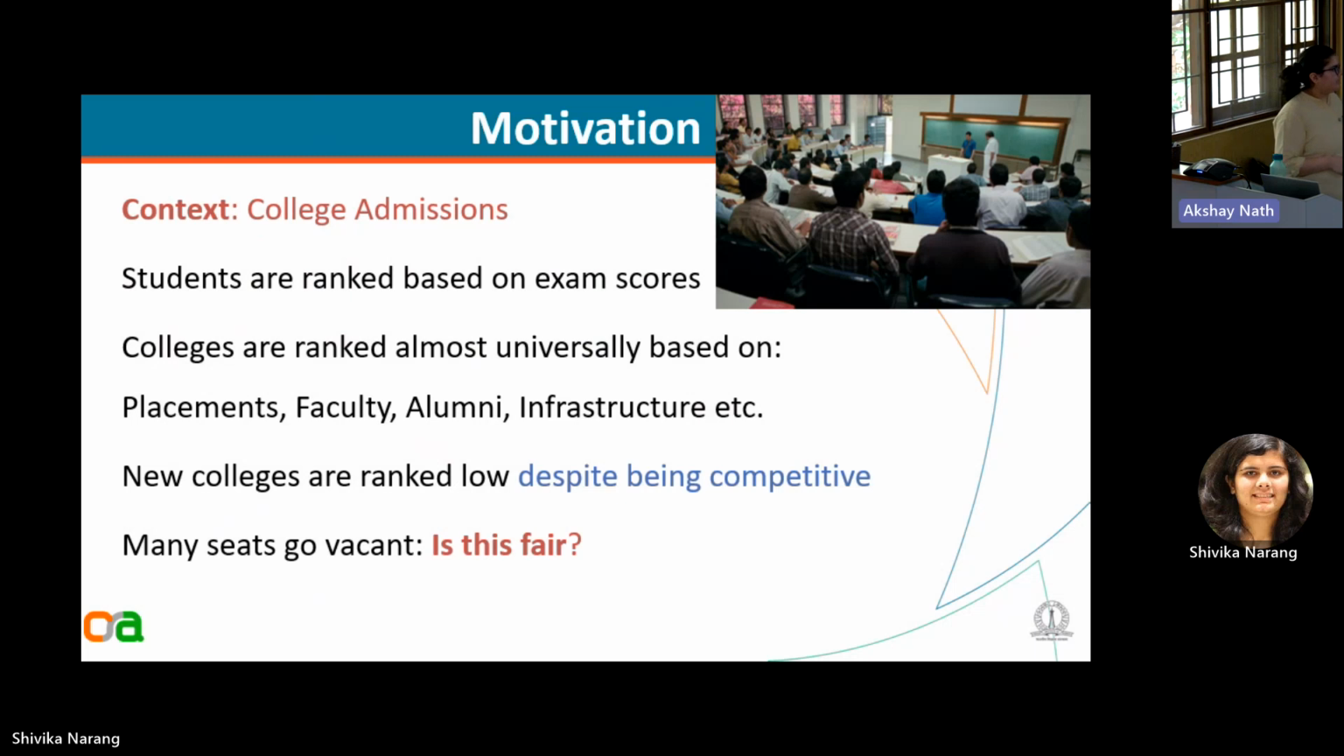So many seats will go vacant here. Is this fair? Probably not, right? But I also cannot just force, say, All India rank 1 to 300 for the IIT JEE Advanced to attend Shiv Nadar University. That is not fair to those students or the other places that these people would want to go. So what we want to do is be fair to the students and to the colleges in our matching.